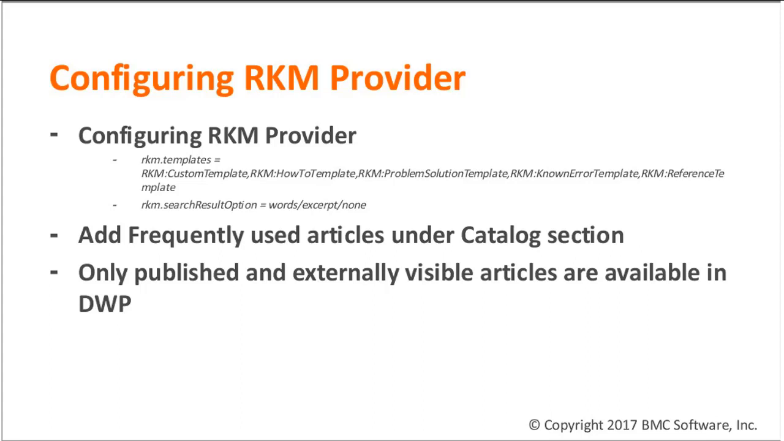The second property here is the RKM search result option, which is, when you search for an article, whether you want to see the words highlighted or the excerpts highlighted, etc. So you could configure this. By default, it is set to none. So you could switch this to either Word or Excerpt. So that's another configuration. And we also support adding a catalog section for articles. So what we recommend is, create a catalog section for the top articles so that it's easy to find from Digital Workplace.